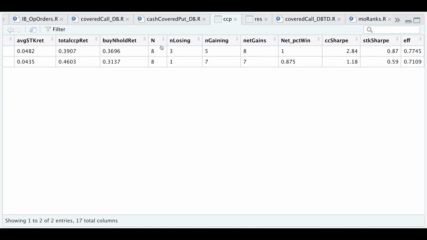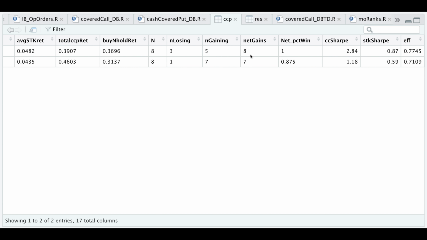So the number of months is 8. The number of losing trades was 3 for this first ticker, 1 for the second. Here we have 5 gaining months for this first ticker, but the net gains is 8. And to clarify, both of these columns are gross. So if the stock falls and doesn't fall past its break even, then we will consider that a net gain.